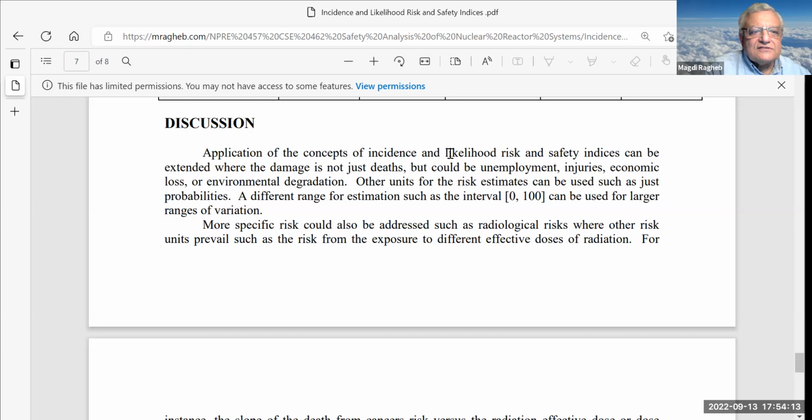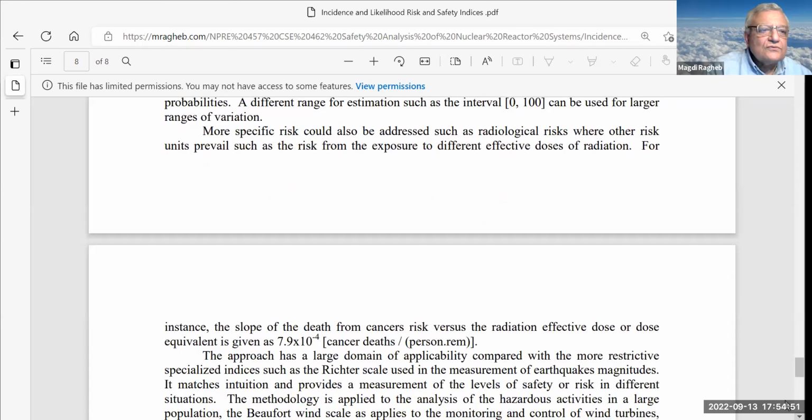The application of the concept of incidence of likelihood and risk and safety indices can be extended where the damage definitely is not just death, but could be unemployment, injuries, economic loss, or even environmental degradation in environmental types of systems designs. Other units of the risk estimate can be used, such as just probabilities. A different range of estimation is 0 to 100 for a large range of variation rather than 0 to 10. You can have it almost like a percentage in that case if you use the range 0 to 100.